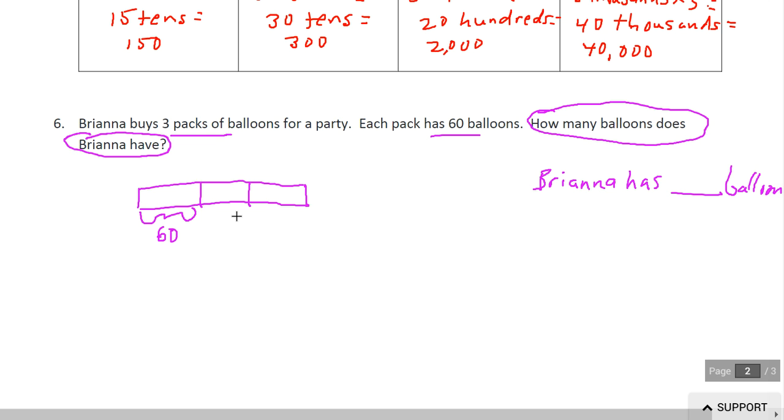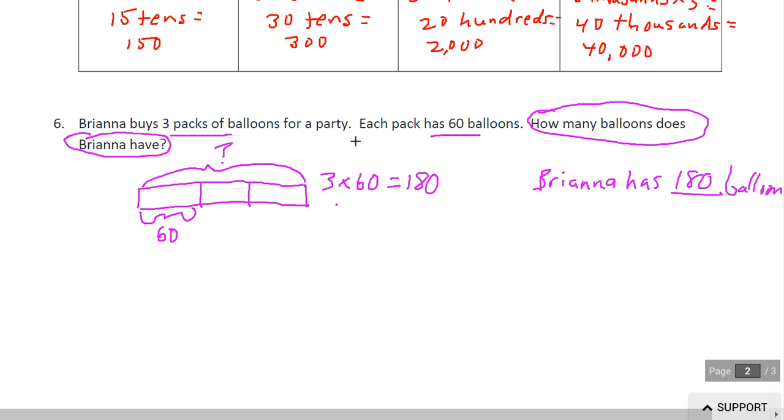So the number of balloons is what we don't know, what we're trying to find. To figure that out, we just have to go 3 times 60. 6 times 3 is 18, so it's 3 times 6 tens. So this is equal to 180. So she has 180 balloons.